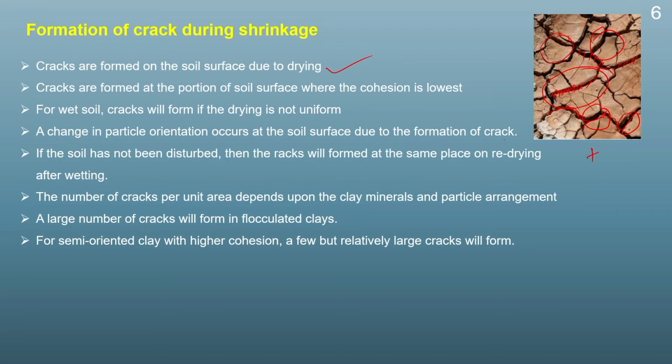So, therefore, the cracks will appear at the same point, and the number of cracks developed per unit area depends on the clay minerals as well as the particle arrangement of a soil. Generally, for a flocculated clay, a large number of cracks will be developed, whereas for semi-oriented clays with higher cohesion, a few but large cracks will be formed.